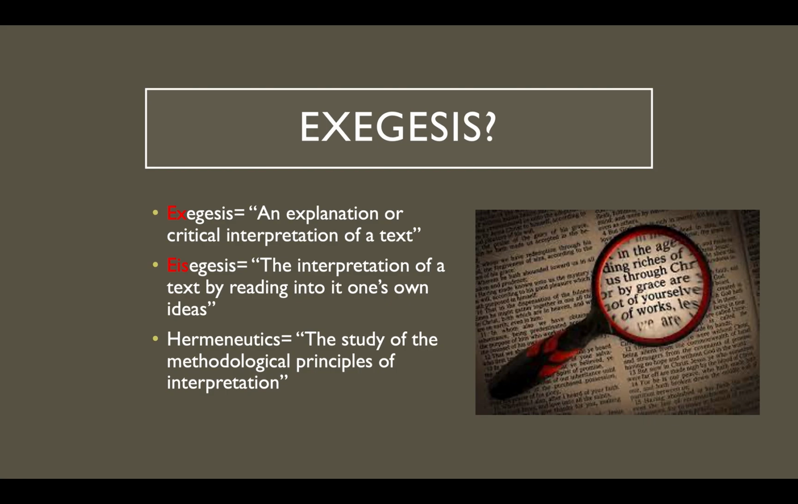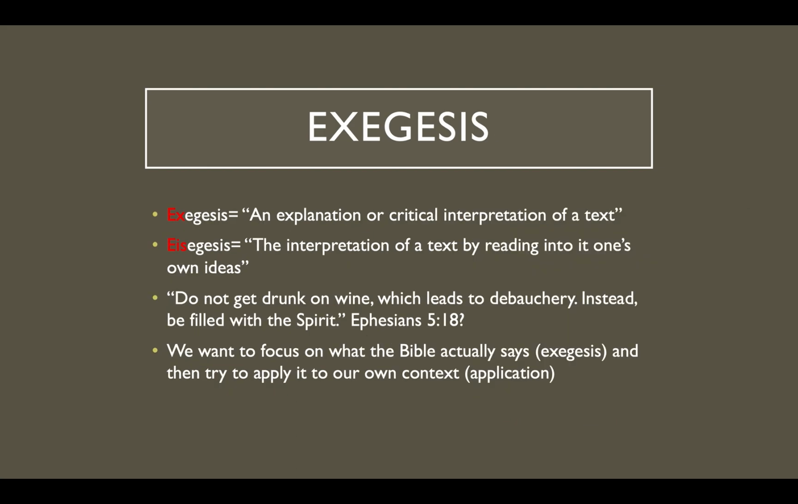And hermeneutics is the study of the methodological principles of interpretation. So exegesis is an explanation or critical interpretation of a text. Eisegesis is the interpretation of a text by reading into it one's own ideas. And oftentimes, when we're interpreting the Bible, we get those two confused. Oftentimes, we read into the text our own ideas, thinking it's what the text actually has to say.